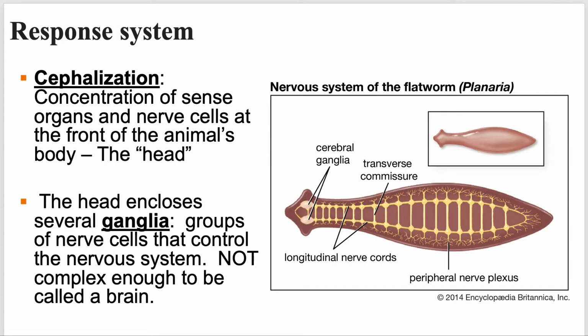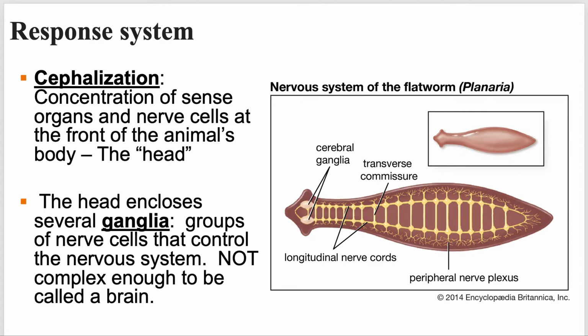Right? So for their response system or their nervous system, they do have what's called cephalization, which is a concentration of sense organs and nerve cells at the front of the animal's body, or considered a head. So we now are still working with animals that have heads versus like jellyfish and sponges and stuff that did not have that distinct end of their body that was considered a head. The head encloses several ganglia, which are groups of nerve cells that control the nervous system. It's not complex enough to be considered a brain, but we're evolving through these animals on our way to getting to a brain eventually, right?